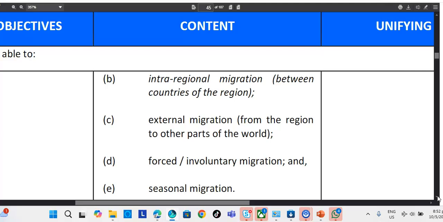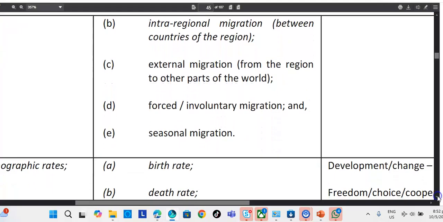Forced involuntary migration. So these are the types of migration. Forced migration, you are forced to leave your country because of war, natural disasters, etc., human rights issues. Seasonal migration, you can remember the farm workers if you don't remember what seasonal migration is. So you'll migrate to another country for 6 months for purposes of business or work, and then you will return to your country after the 6 months.